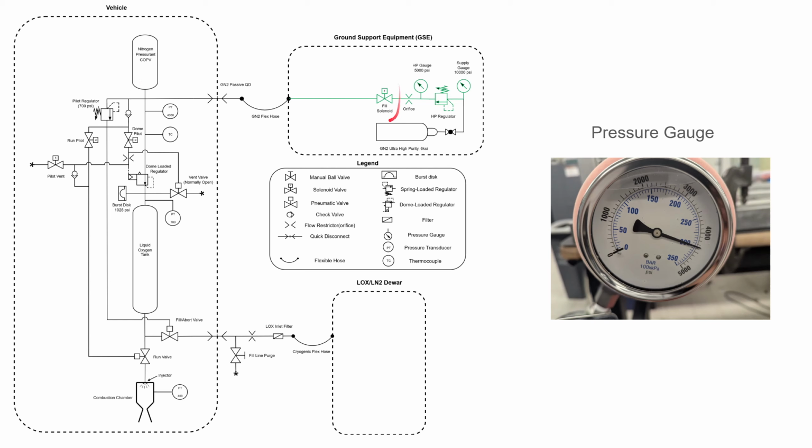We also have another solenoid, this time on the ground, not on the vehicle. And this is so we can control exactly when we fill the COPV, and so that we have the ability to fill it remotely without anyone being present on the pad.